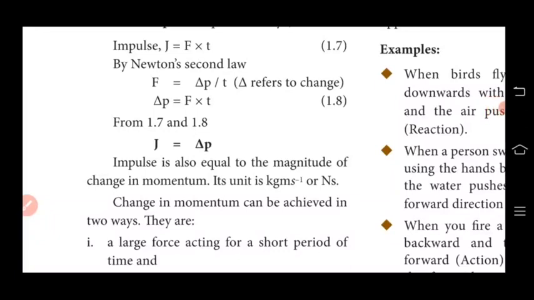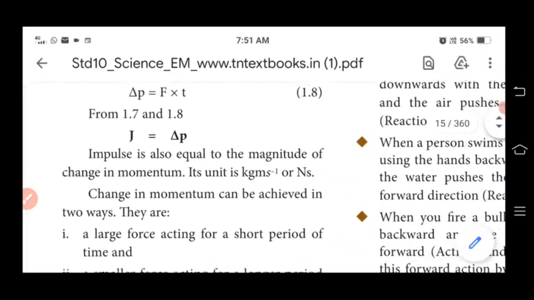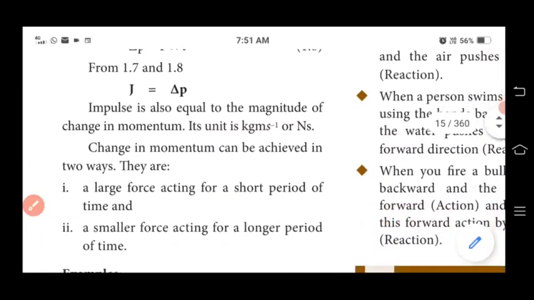Students, in this equation J equal to delta P proves that impulse is also equal to the magnitude of change in momentum, and its unit is kilogram meter per second or capital N small s, Newton second. And then change in momentum can be achieved in two ways. First one is larger force acting for a short period of time.